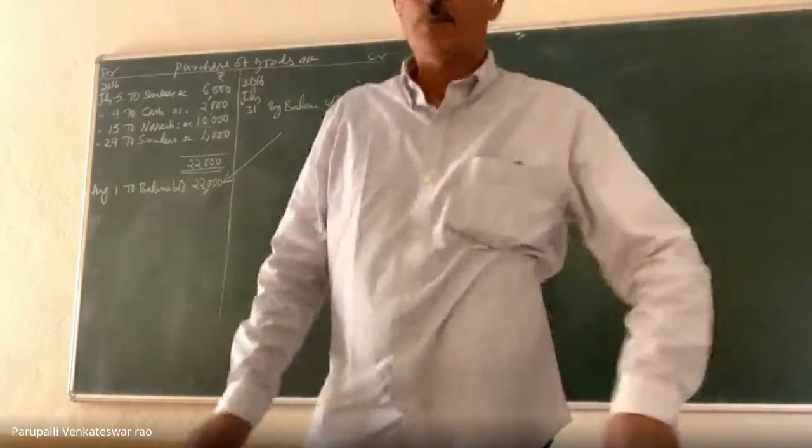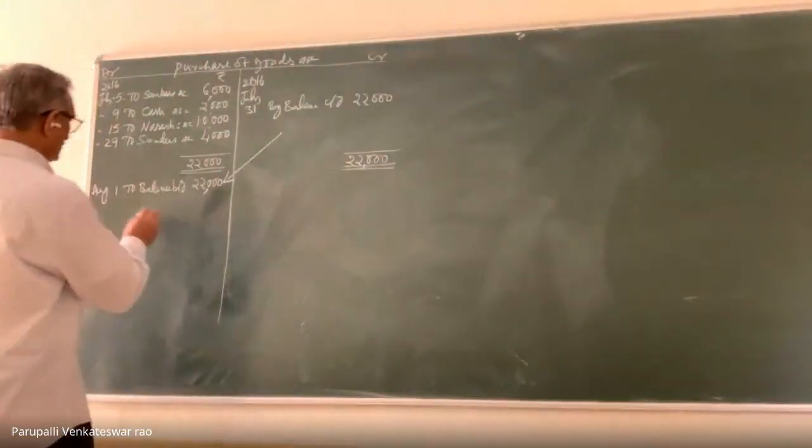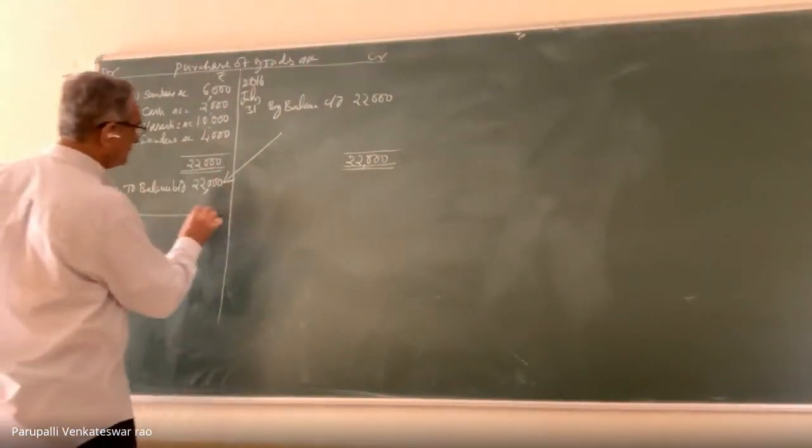Next one, sale of goods, the next account, the last one. Sale of goods account.